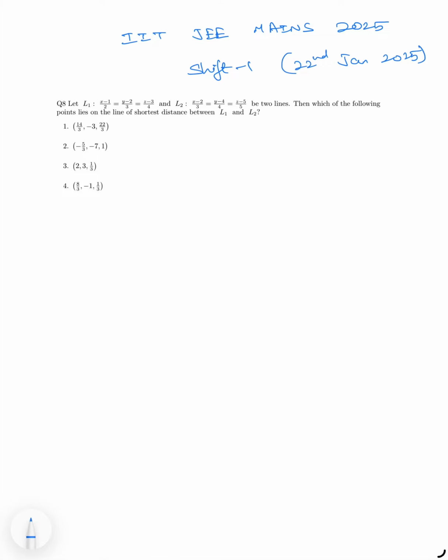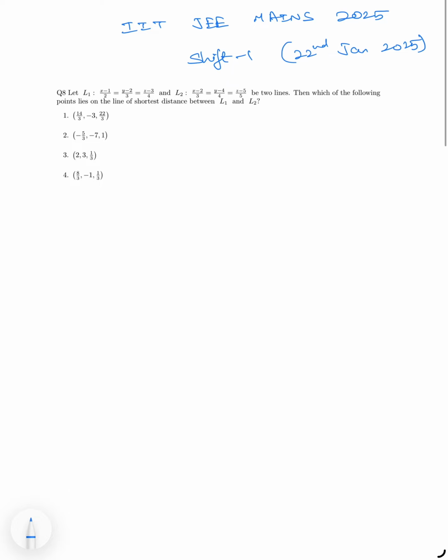We are solving problem 8 of IIT JEE Mains 2025 Shift 1 exam, which was conducted on 22nd Jan. There are two lines L1 and L2, and it has been asked which of the following points lies on the shortest distance line between L1 and L2.